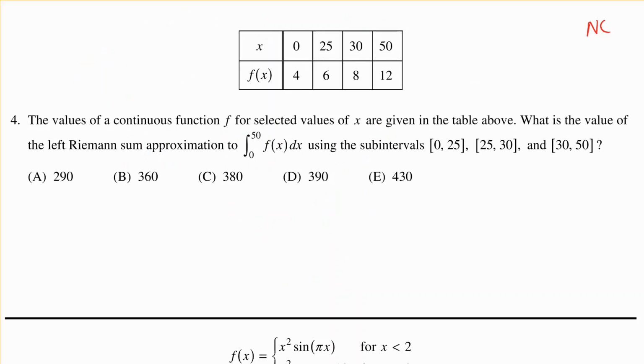All right, we've got a no calculator Riemann sum going on here. Continuous function, selected values are given in the table. What is the value of the left Riemann sum from 0 to 50? So we could graph it, but the left hands are really just going to be these numbers times their interval. So it's 4 times 25 plus 6 times its width of 5 plus 8 times its width of 20.